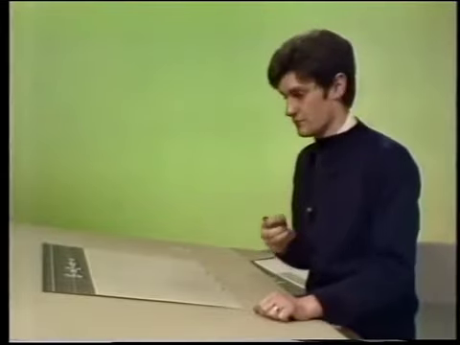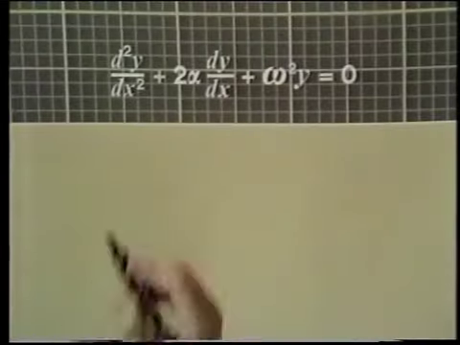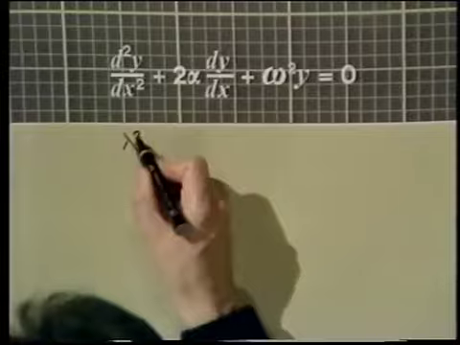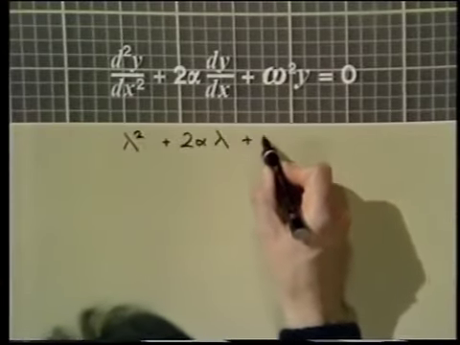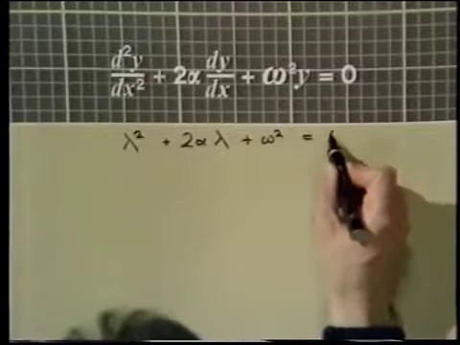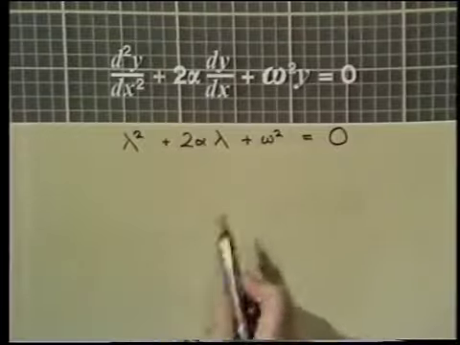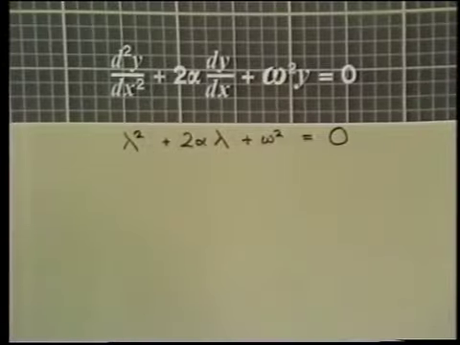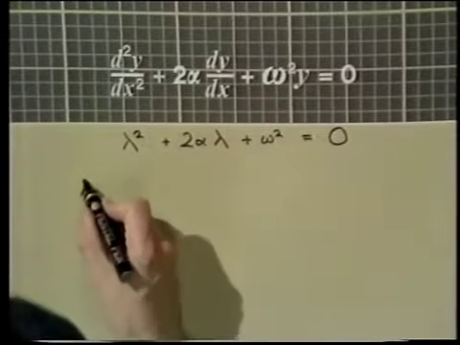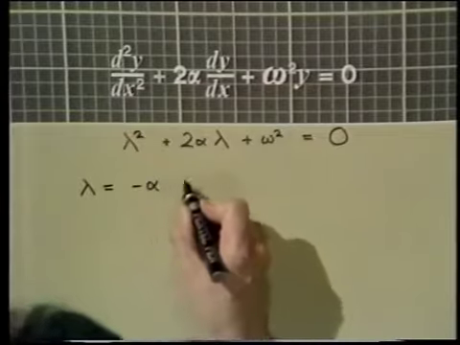Well, if we look at the auxiliary equation, we can see why. The auxiliary equation for this differential equation takes this form. And as usual, it's a quadratic equation so it's got two roots. And I can find those roots by using the formula.